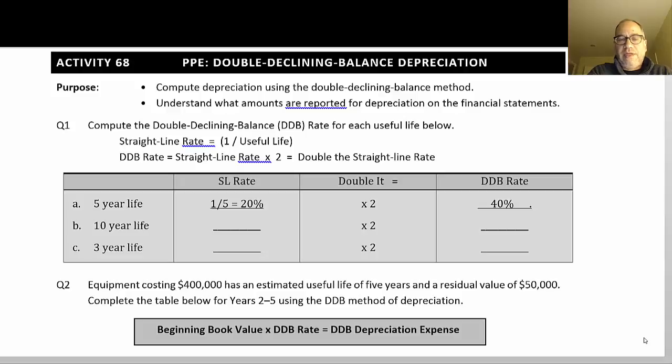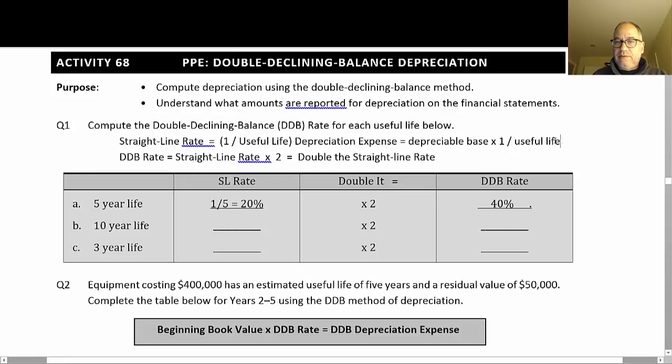This is activity 68, and in this video I'm going to explain how to do double declining balance depreciation. In the previous activity, we talked about straight line depreciation. In straight line depreciation, you multiply the depreciable base by 1 divided by the useful life. So depreciation expense under straight line would be the depreciable base times 1 divided by the useful life. That's the formula.